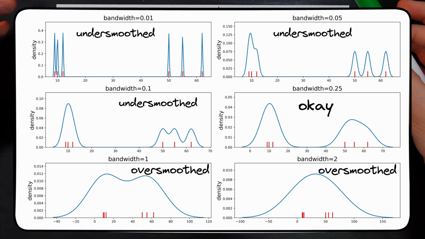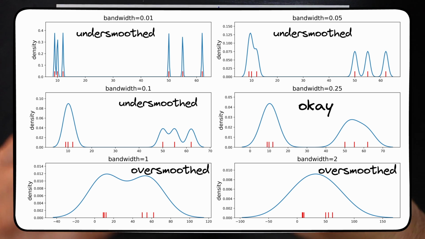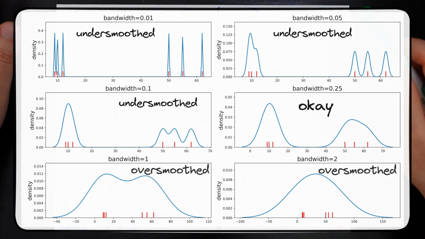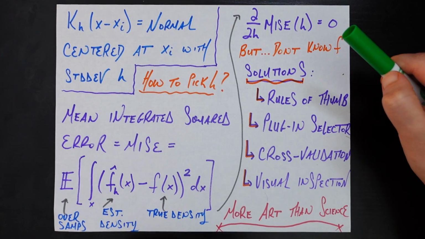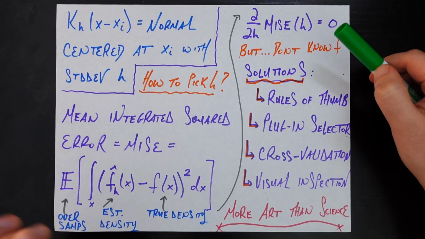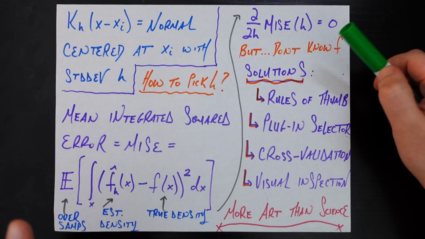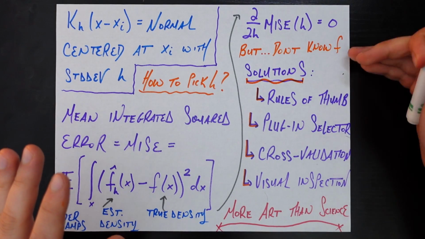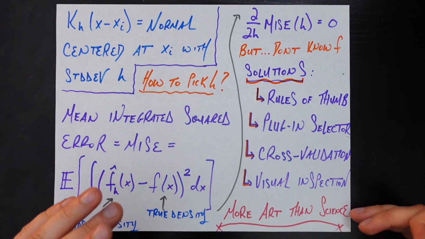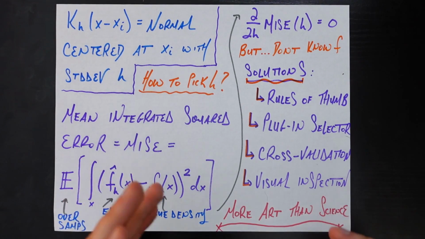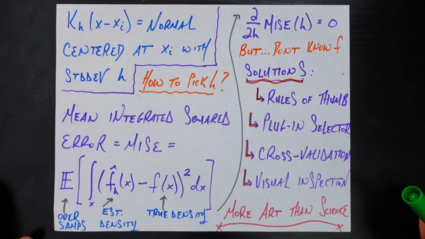So picking h correctly is probably the most important part of kernel density estimation, even more important than the choice of your kernel itself. So we're going to start by answering this question of how to pick h in a theoretical way. But even more important is going to be at the end of the video, where we talk about the actual practical solutions that people and software use in order to pick the kernel. But first, some theory for you to set the stage.